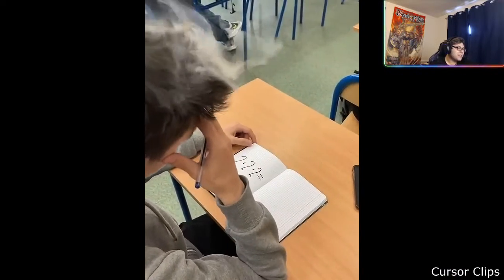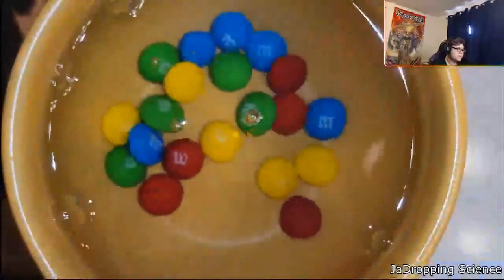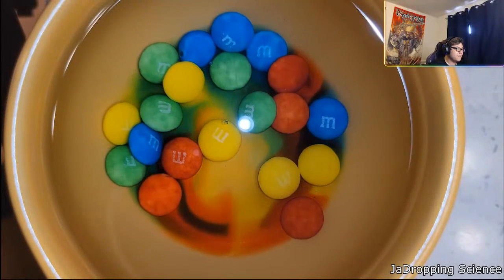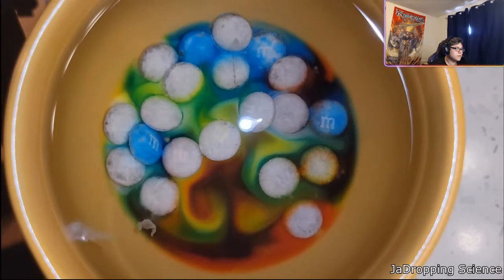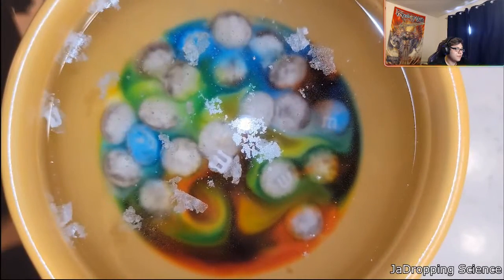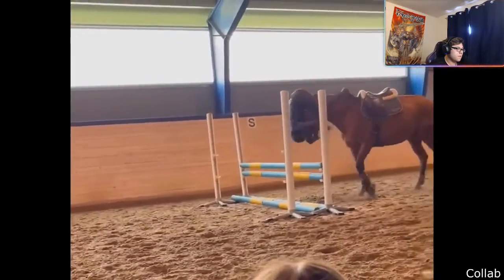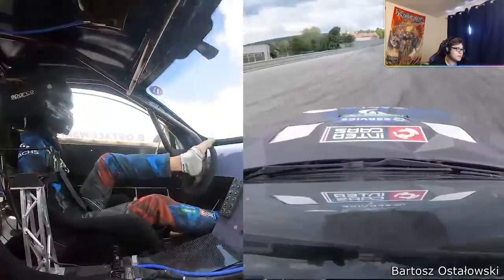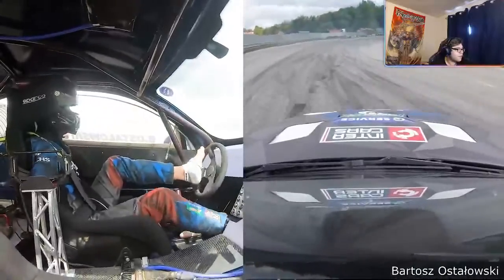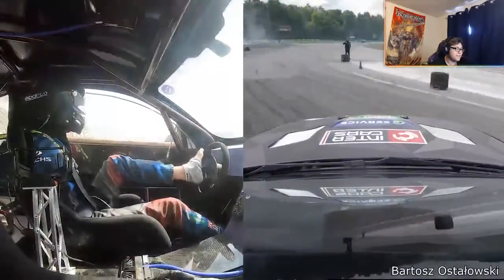That's awesome. Bro, that's easy. What do you mean? If you take M&Ms and put them in water, the dye will start to fall off. If you leave them in water long enough, the M will actually float to the surface because it's made of paper. Damn, that's unfortunate. I found this professional driver that drives using their feet. Bro, what?